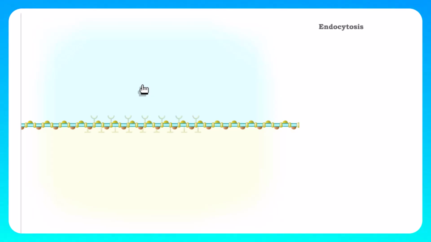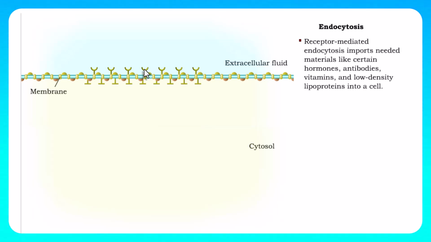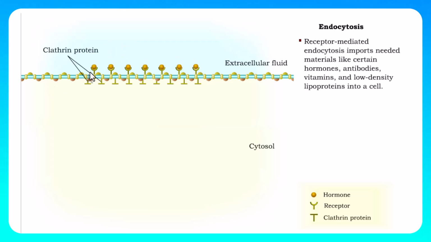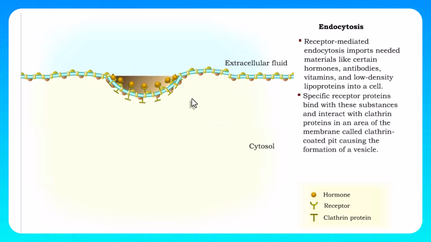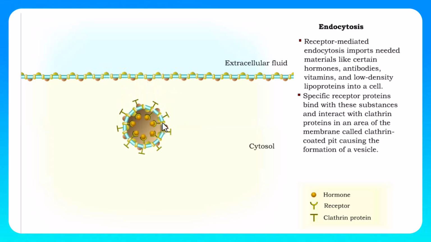Finally, in receptor-mediated endocytosis, material like certain hormones, antibodies, vitamins, and low-density lipoproteins is imported into the cell. Specific receptor proteins bind with these substances and then interact with the peripheral proteins called clathrins found on the cytoplasmic side of the membrane. And so that area of the membrane is called a clathrin-coated pit.